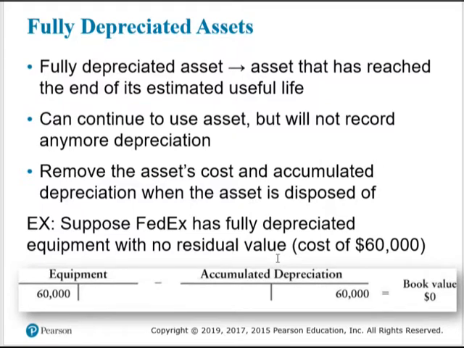An asset that's been fully depreciated means that it can still be in use, but no longer will we record any depreciation. When we're totally done with it, we will dispose of it and remove all of the accumulated depreciation and the asset from the accounts from our books.